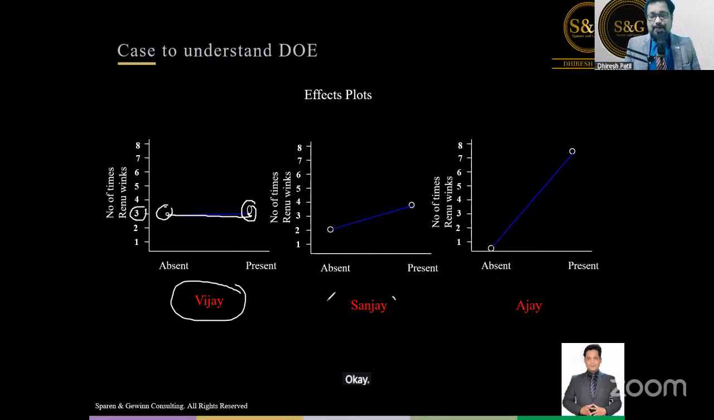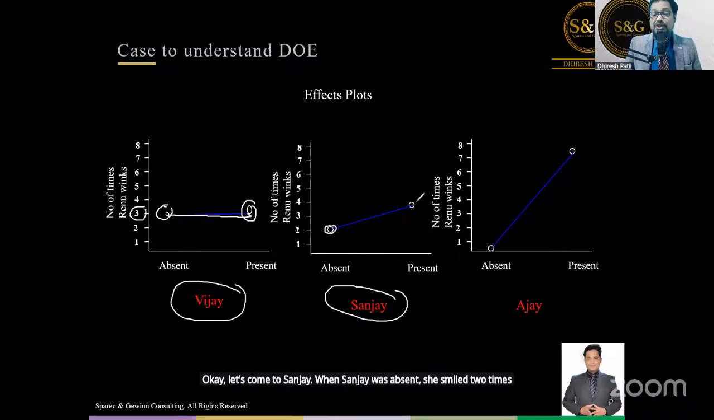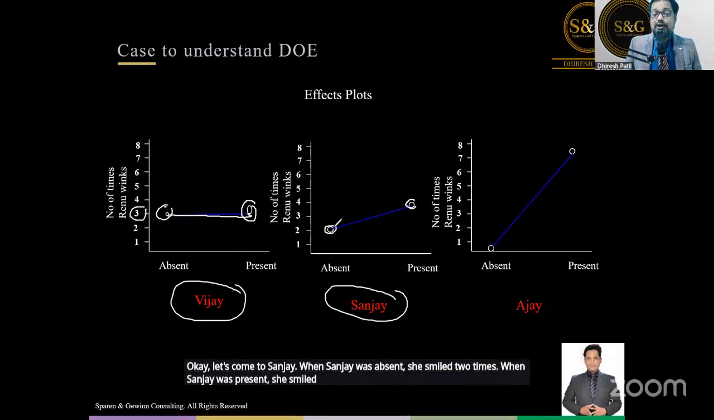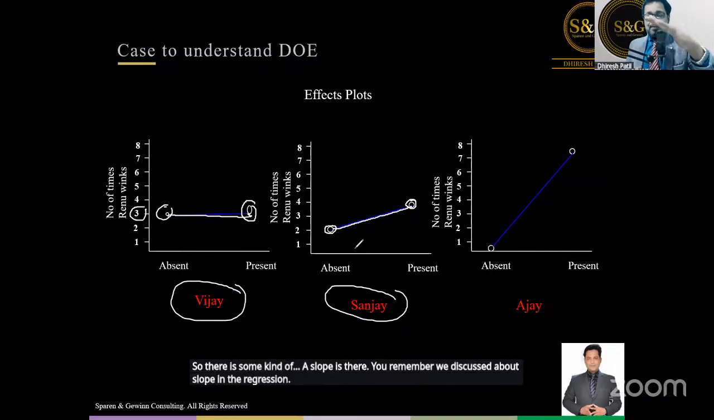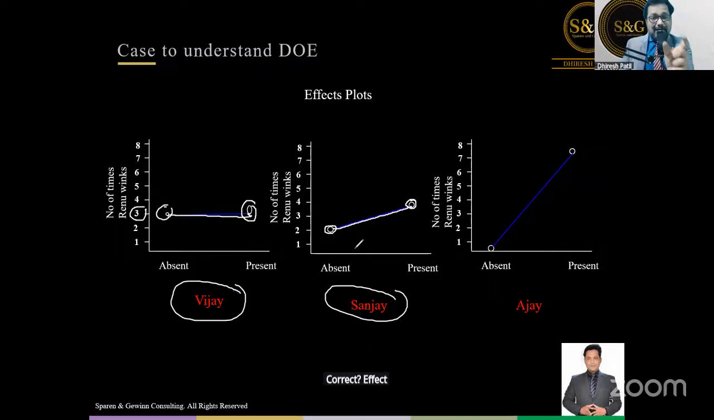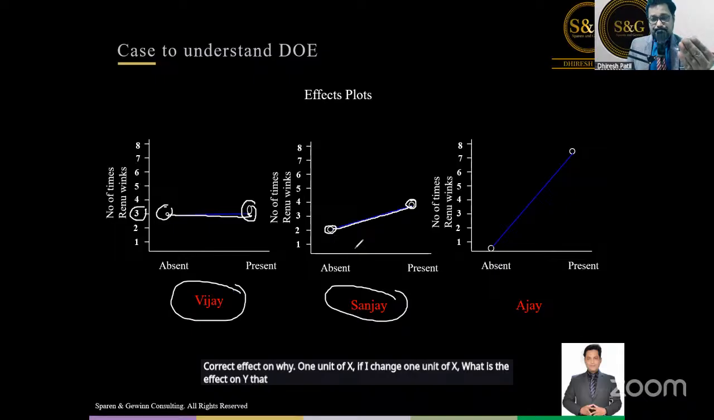Okay, let's come to Sanjay. When Sanjay was absent, she smiled 2 times. When Sanjay was present, she smiled 4 times. So there is some kind of slope. You remember we discussed slope in regression, correct? The effect on y for 1 unit of x. If I change 1 unit of x, what is the effect on y? That is called a slope, correct?